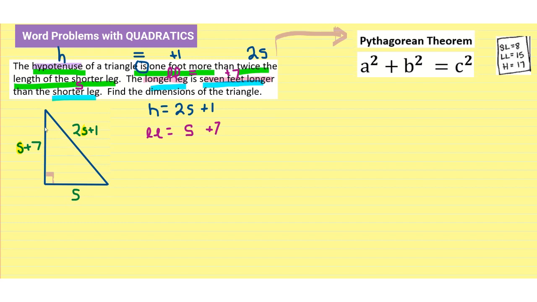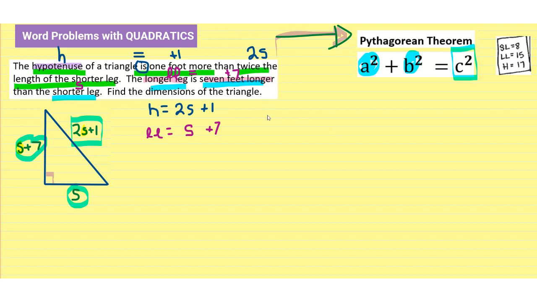So now I have an expression for all the sides of my triangle, and now I can go back and focus on the Pythagorean theorem again. The Pythagorean theorem tells us that one leg squared plus another leg squared is equal to the hypotenuse side squared. So that means this leg squared plus this leg squared will equal the hypotenuse side squared. So that's how we're going to set up our equation that we are then going to solve.